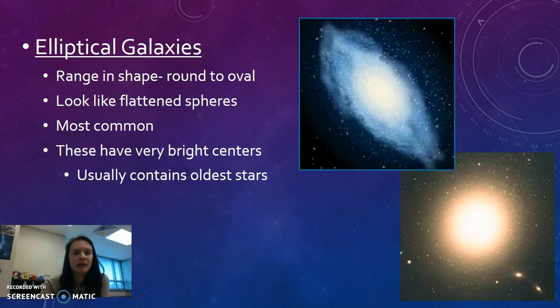Okay, the other kind is called the elliptical galaxy. It ranges in shape. Some of them are more round and some are more oval shaped. They look kind of like flattened spheres, as you can see from this picture here. Elliptical galaxies are the more common ones that we have cataloged. They usually have really bright centers, and they contain the oldest stars, very old stars, in the ellipticals.